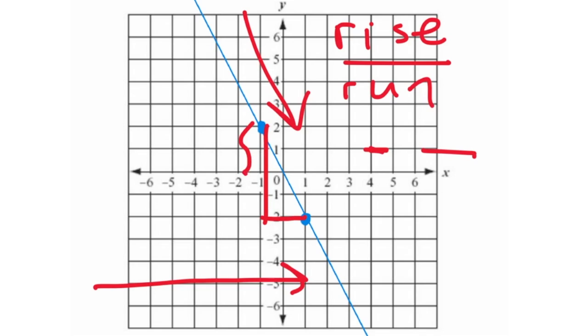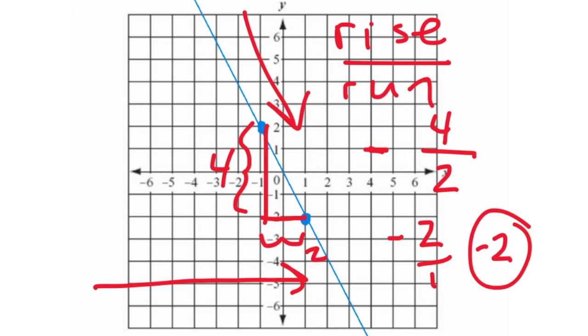Here we have a rise of 4 units. We have a run of 2 units. So our slope is negative 4 over 2. Or if we simplify that, you could write that as negative 2 over 1. Or you could just write negative 2.